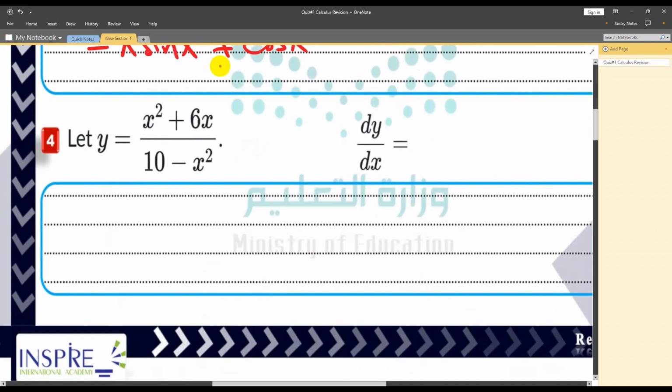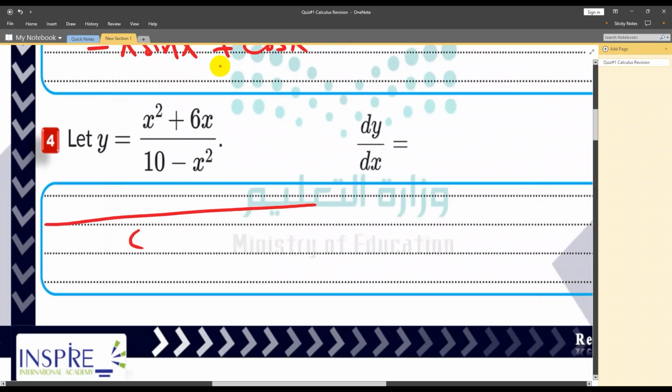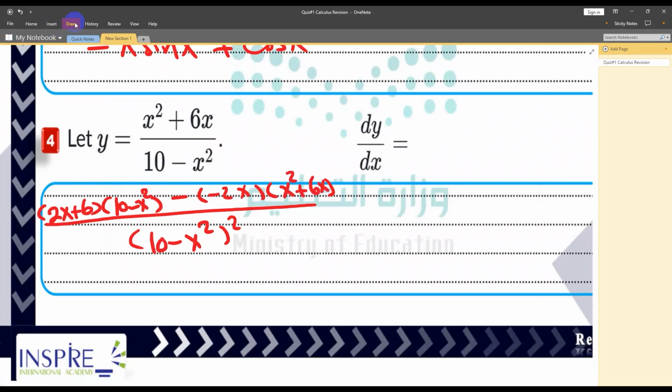This one is the quotient rule. Okay, we know how to do it. Let's make the denominator in brackets squared, 10 minus x squared, power 2. Prepare your places. Get the derivative of the numerator, it will be 2x plus 6. Leave the denominator the same, and then solve the denominator, it will be negative 2x, and leave the numerator the same. This is the solution, but you need to simplify it.